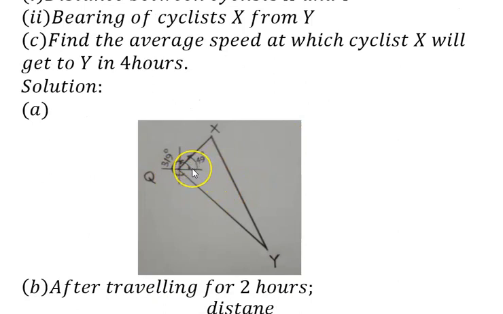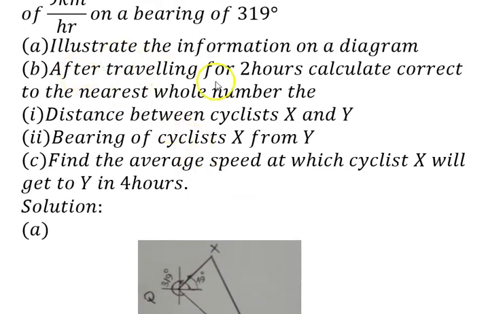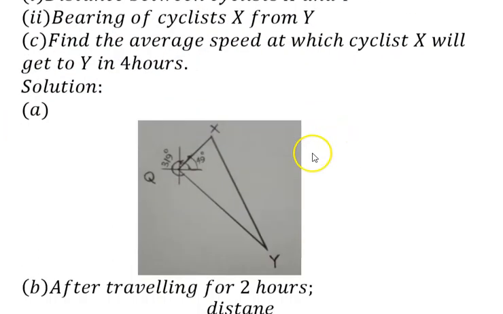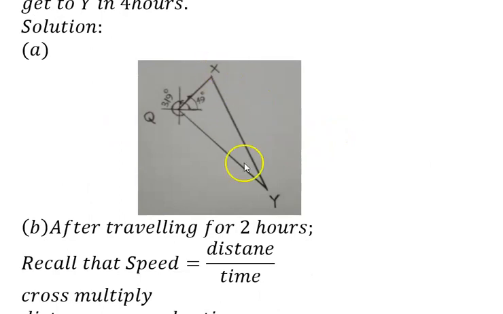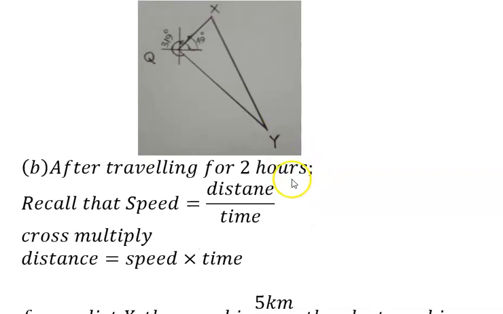You can check it over and over again. Now, after traveling for 2 hours, calculate correct to the nearest whole number the distance between cyclists S and Y. Distance between here and here. Don't forget that speed is distance over time. We're actually looking for the distance, the distance between X and Y. So distance will be speed times time.